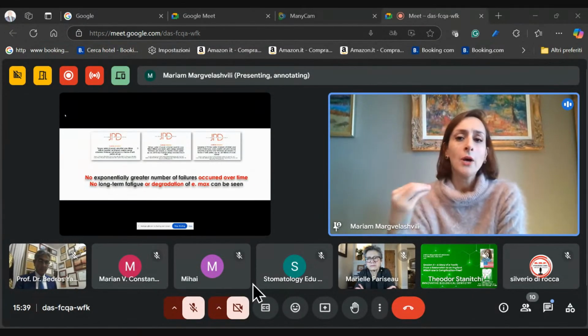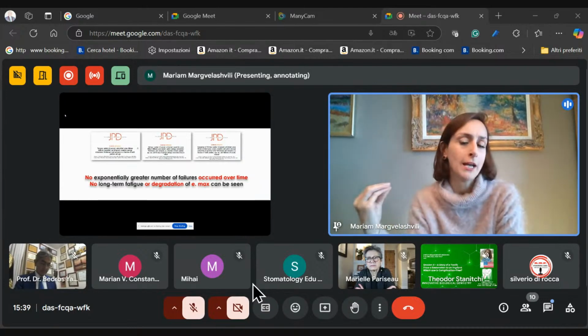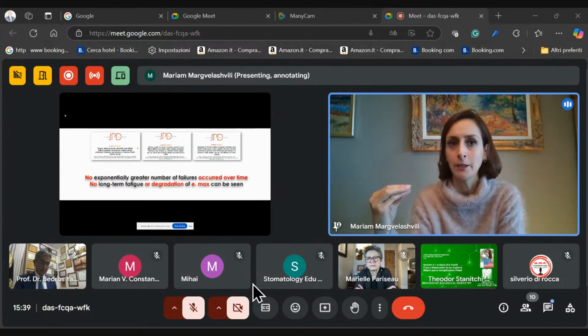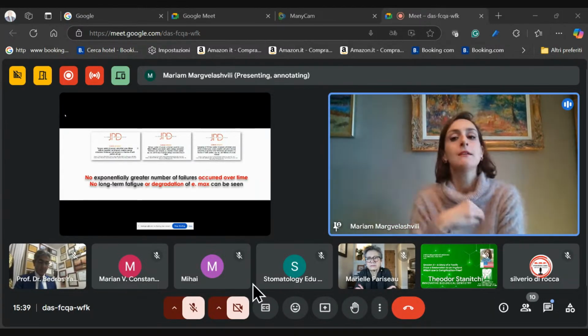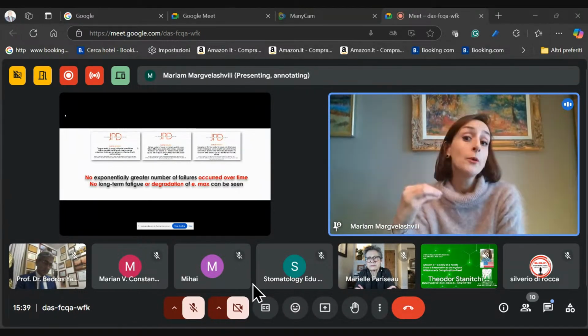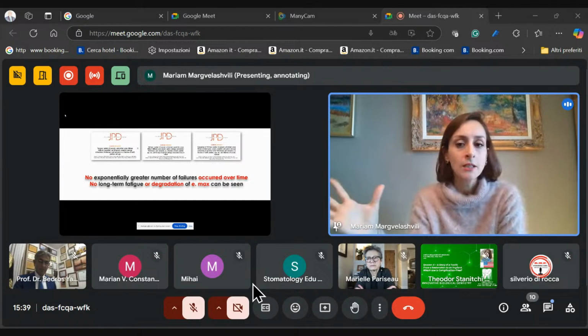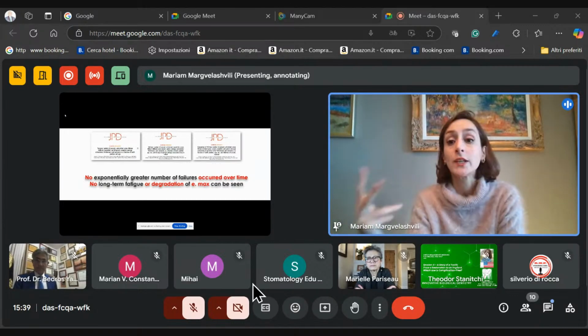Because Emax is only 20 years old, how do we know that it will perform fine? The mouth is a very demanding environment. It's constantly humid, with occlusal forces and interferences. So how do we know that lithium disilicate would not degrade over time?